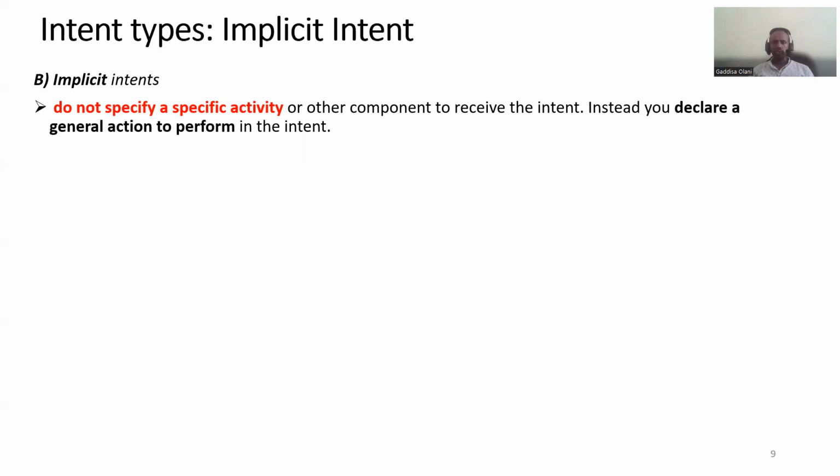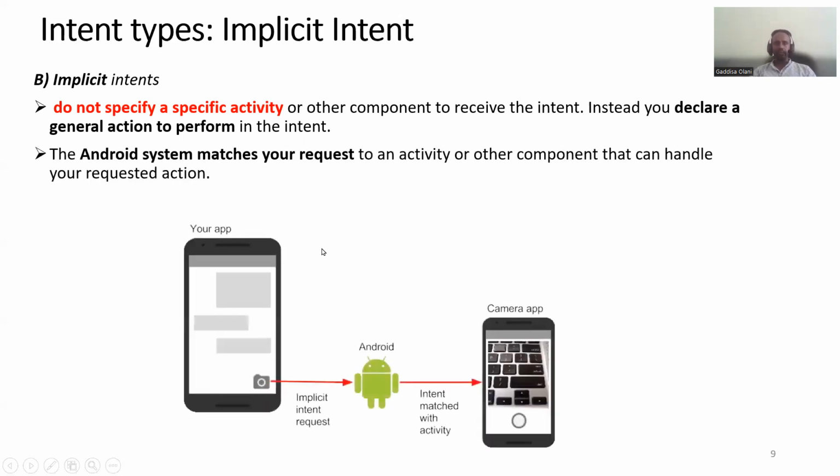You just need to declare those, and once you declare them, it's up to the Android runtime to figure out which application best suits what you are requesting. Okay, so that comes under the concept of implicit intent.